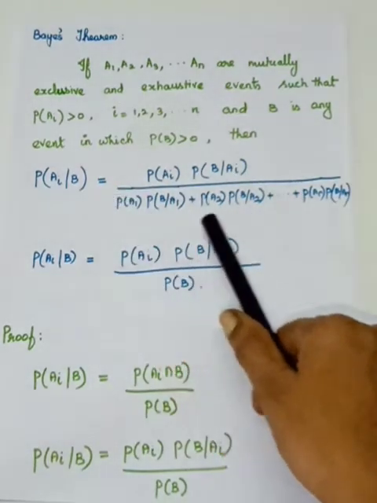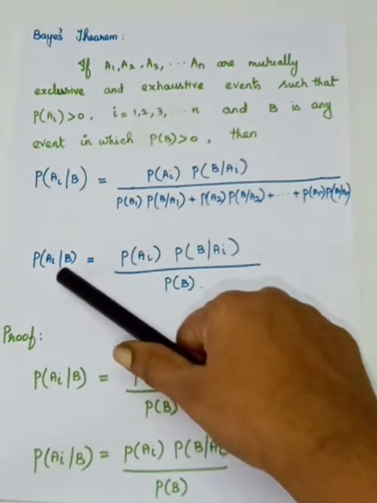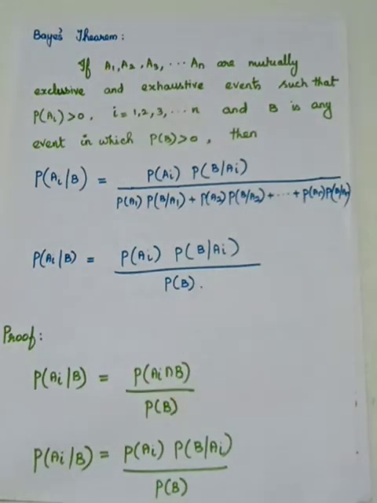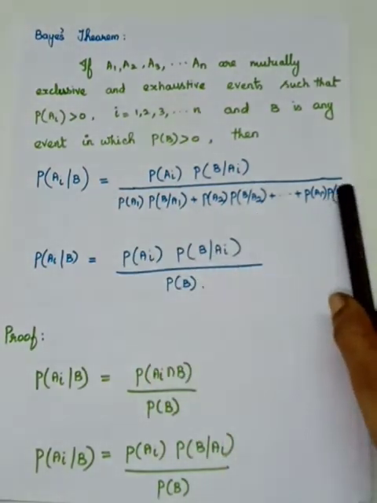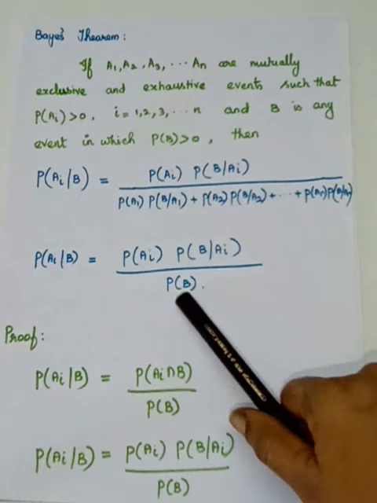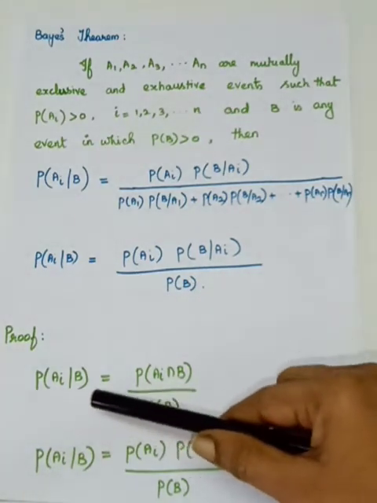Can you see what is the denominator? It is nothing but P of B. So simply we can write P of A_i by B as P of A_i into P of B by A_i divided by the whole thing. Just now we have seen it is the total probability of an event B, so it is denoted as P of B. We'll see the proof.